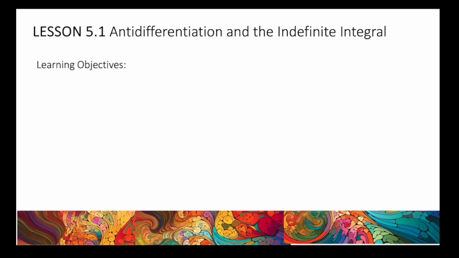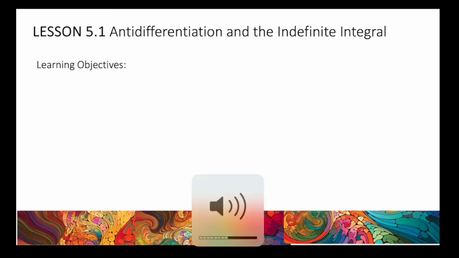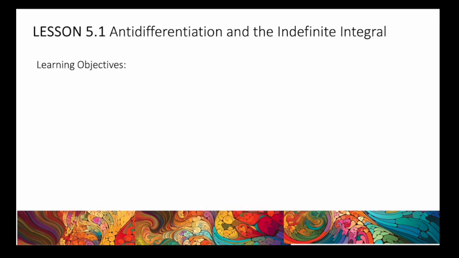In lesson 5.1, I'm going to introduce you to the concept of antiderivatives, and then we're going to look at the relationship between derivatives, antiderivatives, and indefinite integrals. So derivatives tell us how quantities change, while the antiderivatives help us undo those changes. So it's like working in reverse.